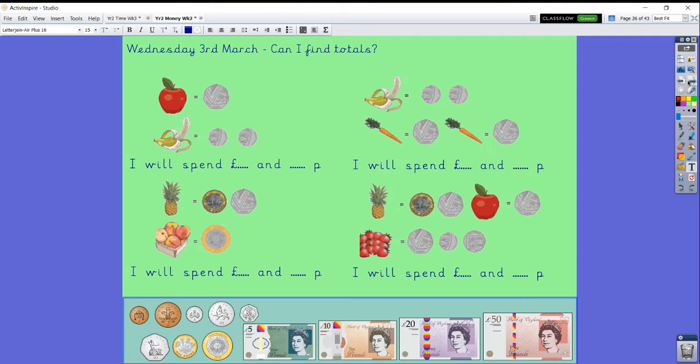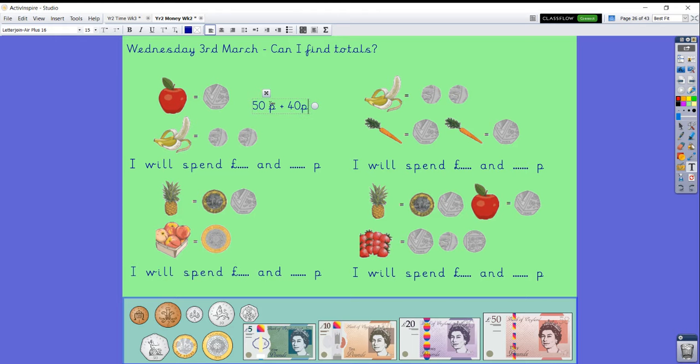Brilliant. So let's have a look at what we're doing. So here we've got some items that we're going to buy. We're going to find the totals. Let's have a look and do this one together. So I've got an apple, which is 50p, and a banana, which is 2 20p's. Now let's remember 20 and 20 is 40. So I've got 50p. Remember to pop your p in, it's really important, so I know we're not paying with elephants. And we've got 40p.